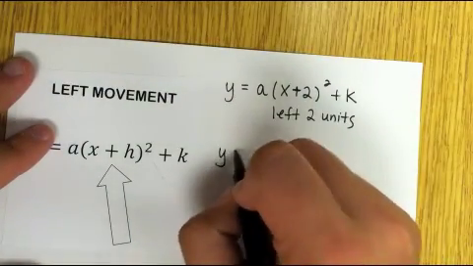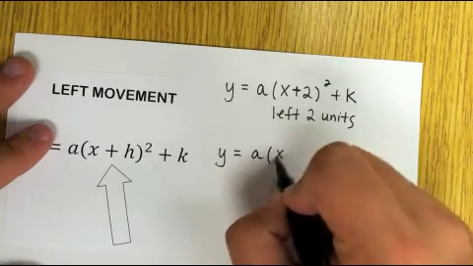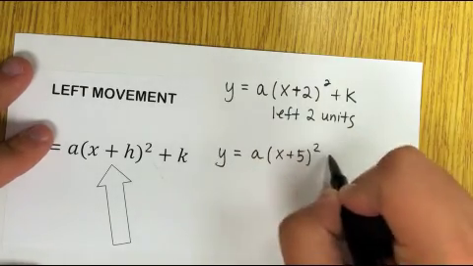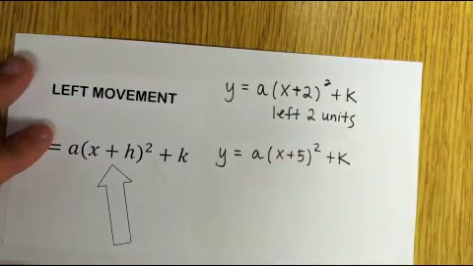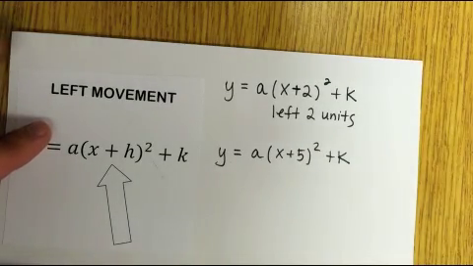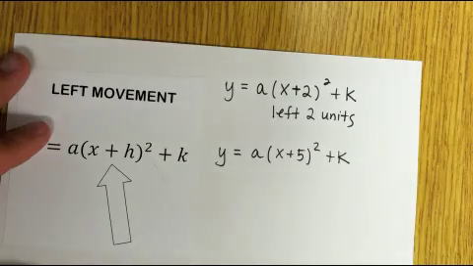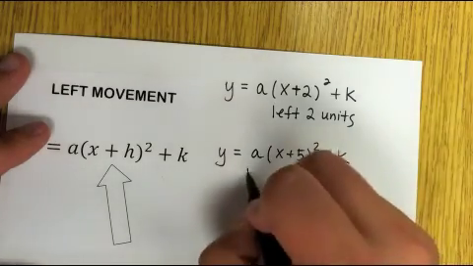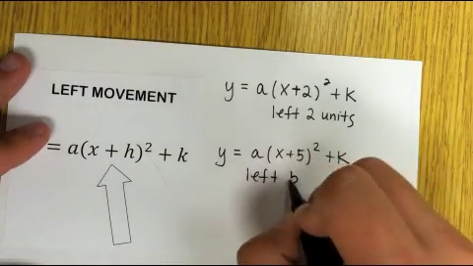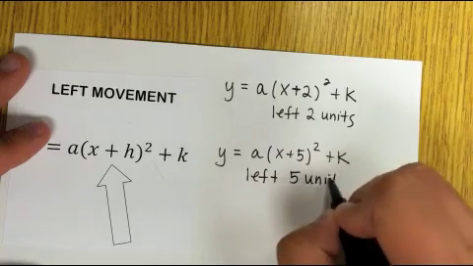If I have y equals a times (x plus 5) squared plus k, again I see positive 5. Normally, yes, you would move to the right 5, but we're thinking opposite here. So we're going to go left 5 units.